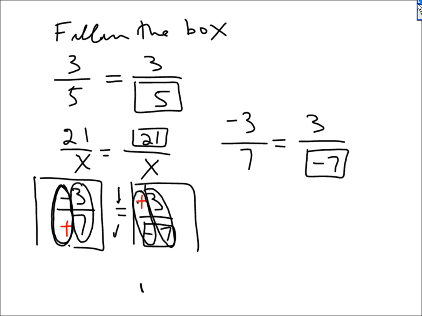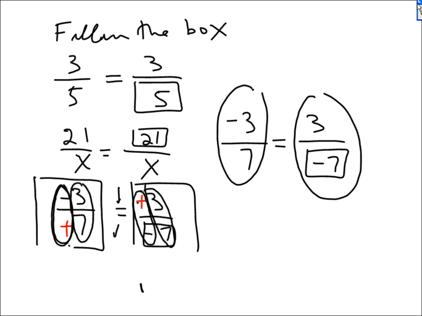If you just ignore the signs for one moment, this is 3 over 7, and this is 3 over 7. And now we take into account the signs. These two signs are different, and yes, those two signs are different. Remember, a couple of them you can't even see. I'll put them in red. And that's the answer.